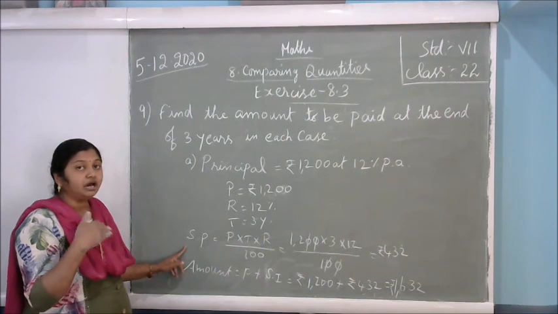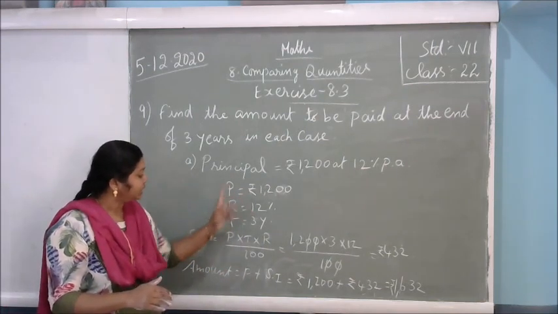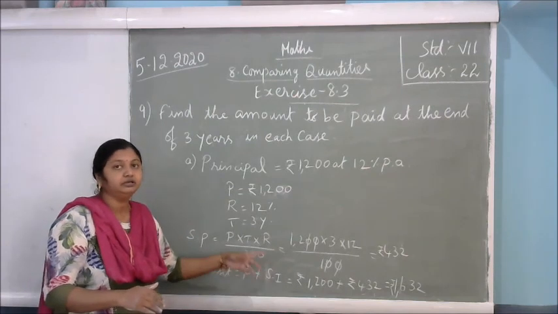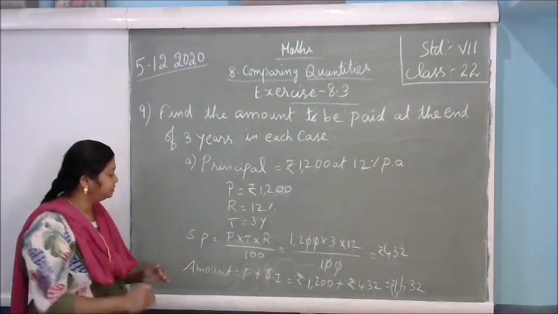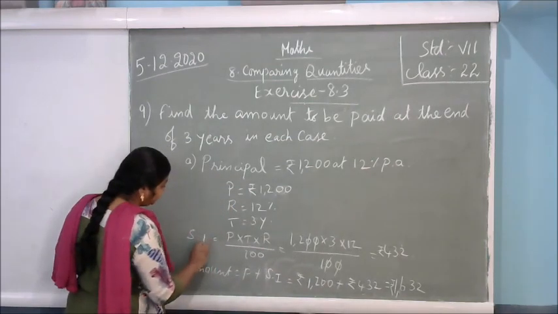To find out the amount, you need the principal. Principal you already have, and simple interest you need. Now, how do you find simple interest? So first we should find out the simple interest.